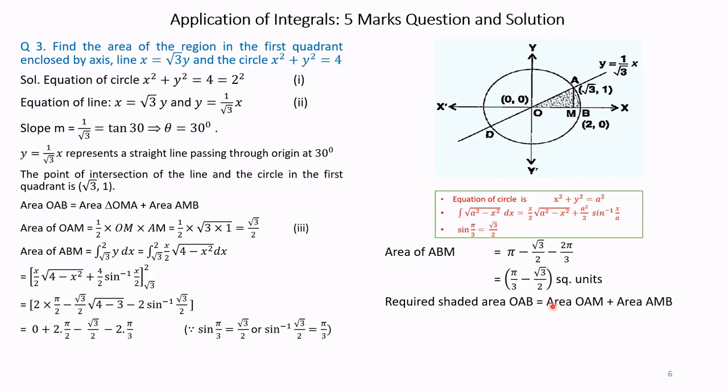So therefore, this is not complete. Let us complete. Required shaded area OAB is equal to area of OAM plus area of AMB. Therefore, area of OAM is root 3 by 2 plus pi by 3 minus root 3 by 2. So this root 3 by 2 and this root 3 by 2 get cancelled and the remainder is pi by 3. So pi by 3 is the required area of this shaded region. So we'll take up the next question.